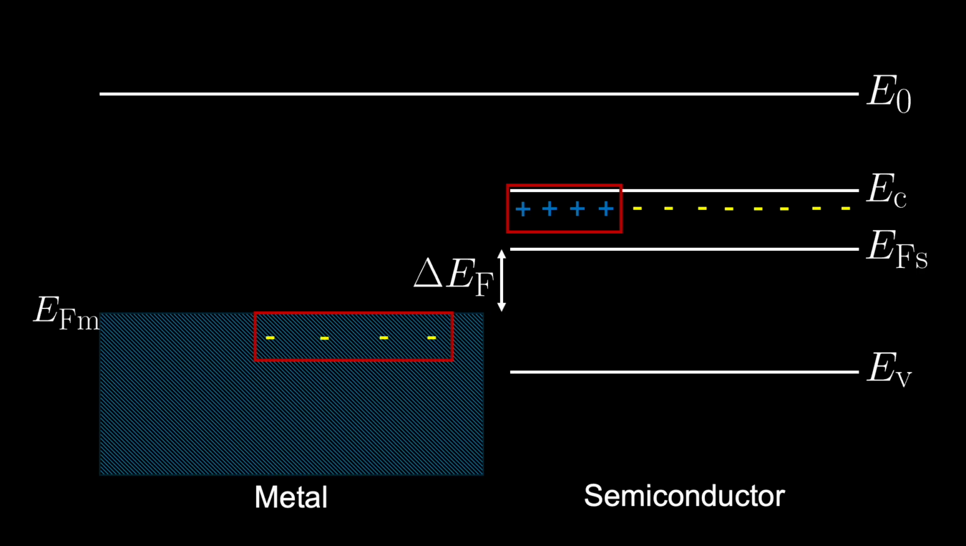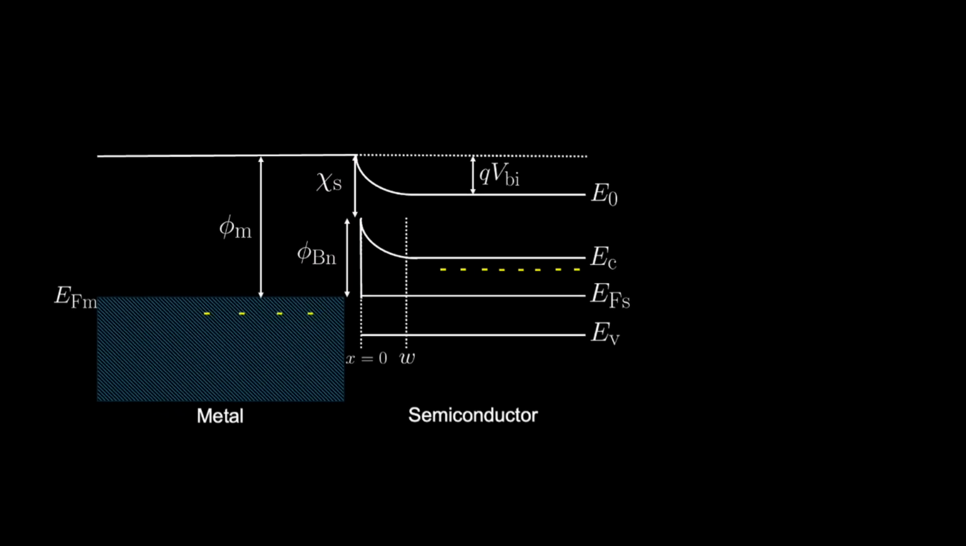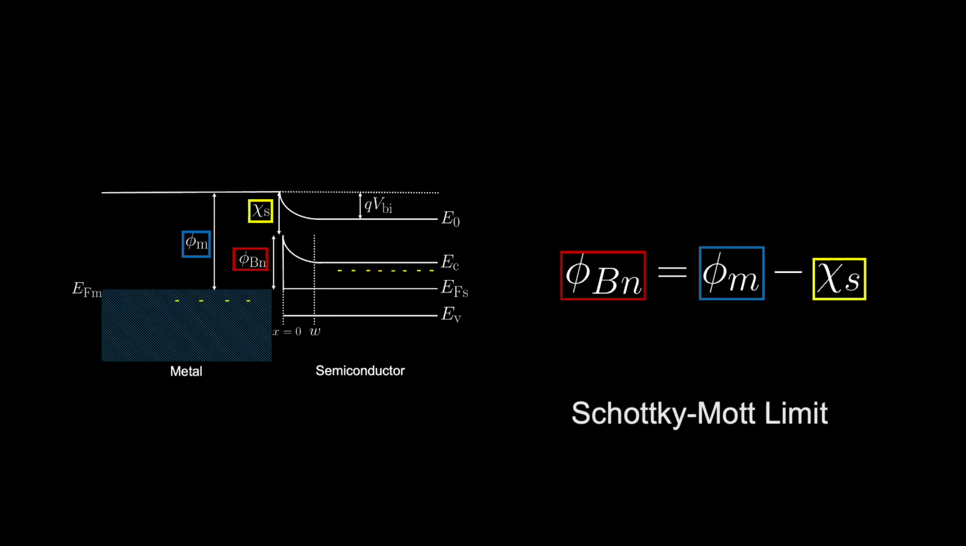The generated potential difference results in band bending and the formation of the Schottky barrier, phi Bn, as shown. The Schottky barrier height represents the energy barrier an electron must overcome to flow from the metal to the semiconductor. Given that there is a perfect contact between the metal and the semiconductor, we can crudely approximate the Schottky barrier using the Schottky-Mott limit, where phi m is the metal work function and chi s is the semiconductor electron affinity, or the energy an electron needs to escape from the conduction band minimum to the vacuum E0.